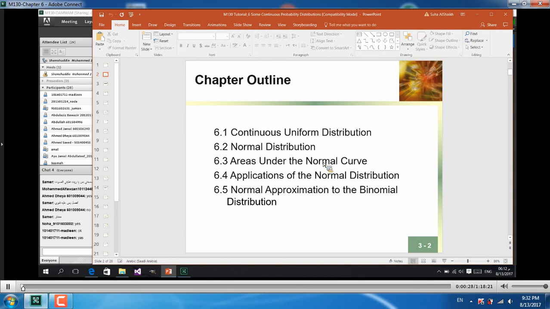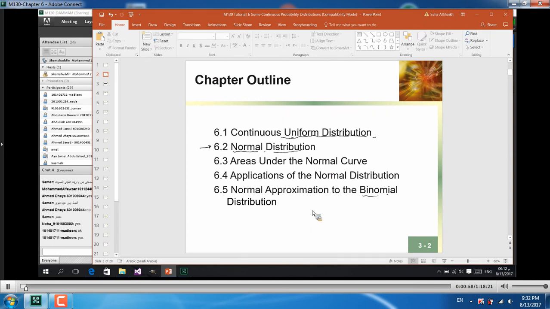The two types that we will talk about today, the first of all is what we call a uniform distribution. It's a very easy and basic distribution. Then we will talk about the most famous distribution of all, which we call the normal distribution. Then we will talk about area under the normal curve, application of the normal distribution, then approximating the normal distribution with the binomial distribution that we took last time.